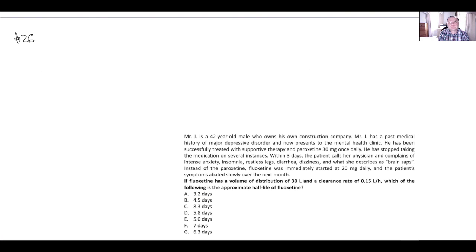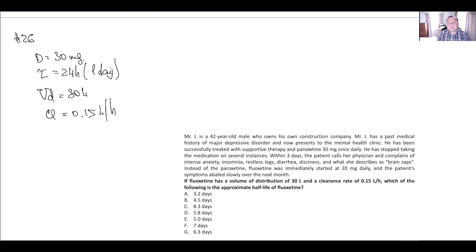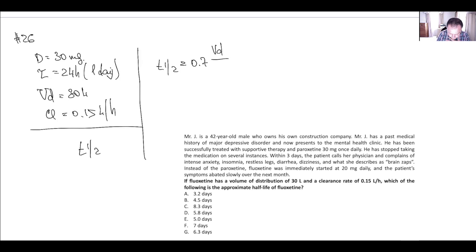30 milligrams once daily. 30 milligrams, and tau, you see, once daily. So tau will be 24 hours, one time per day. Volume of distribution, 30 liters. Clearance, 0.15 liters per hour. So what is the half-life? We're looking for the half-life. How can we calculate half-life? Half-life is 0.7 times volume of distribution over clearance.